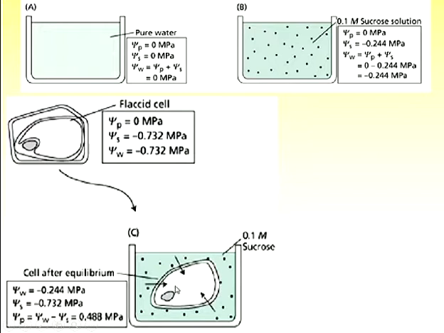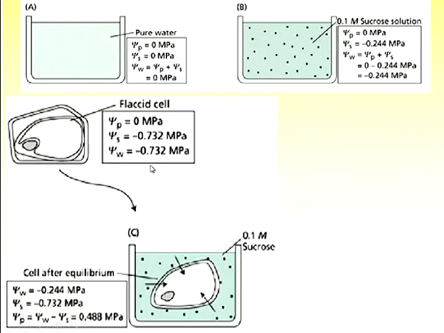So we throw it in. What's going to happen? Who is most negative? The cell. Cell is minus 0.7. And the 0.1 molar sucrose, here it is, has a solute potential of minus 0.244, and a water potential of minus 0.244 because it's open to the air, so its pressure potential is 0. So our sucrose has minus 0.244, our cell has minus 0.732.